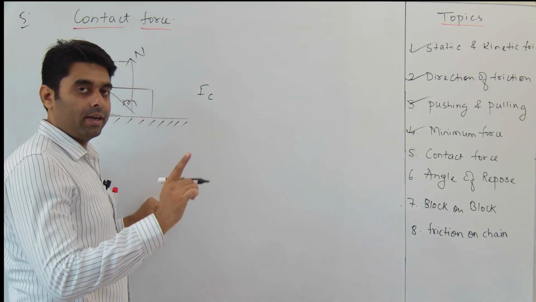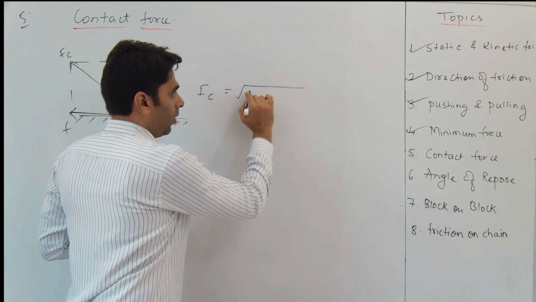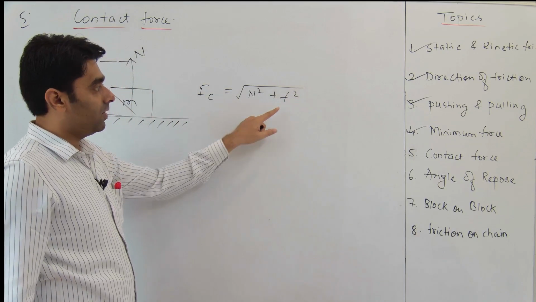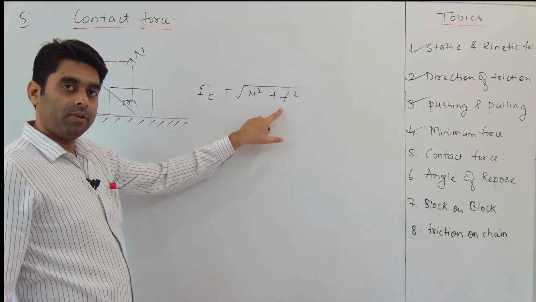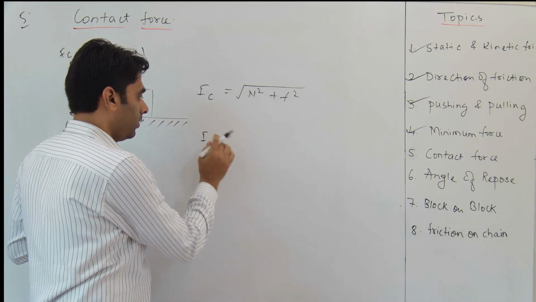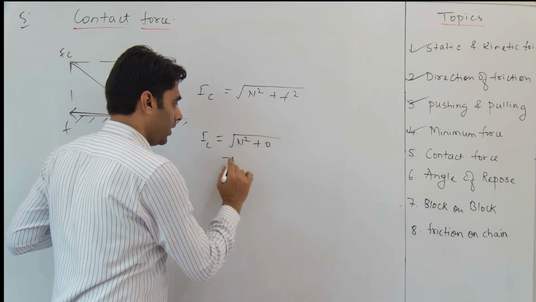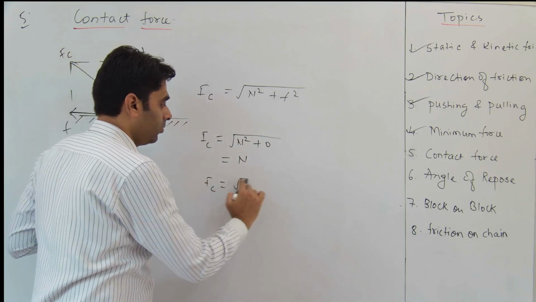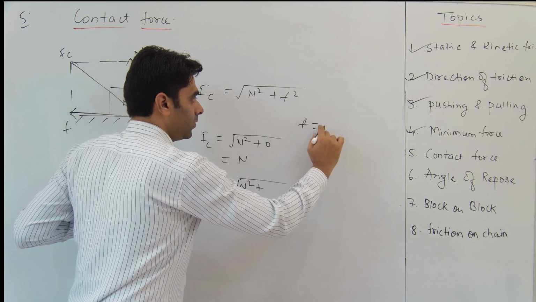Contact force is the resultant of normal and friction, so we write it as root over normal square plus friction square. Now we know that friction value varies between 0 and mu n. So the contact force will be root over n square plus 0, that is n, at minimum, and maximum it can go to root over n square plus friction, which is mu into n.